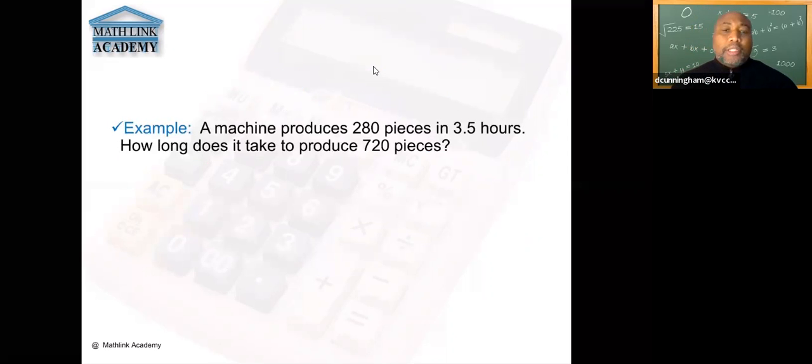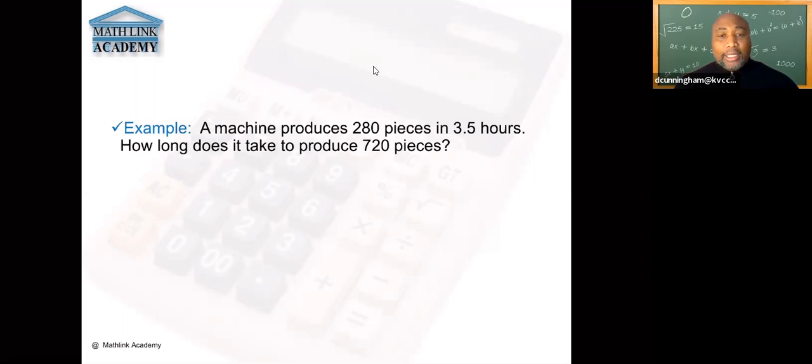So let's look at this example. It says a machine produces 280 pieces in 3.5 hours. So in 3.5 hours, we produce 280 pieces. Now, how long does it take to produce 720 pieces? So we want to figure out that time, how many hours? So is this direct or indirect? Well, the answer is it's direct.